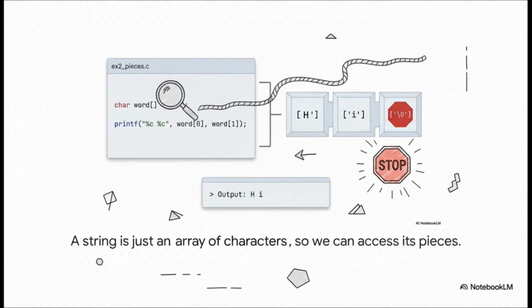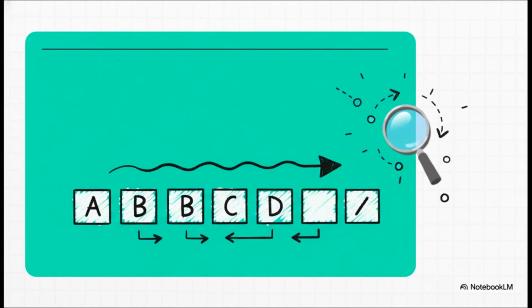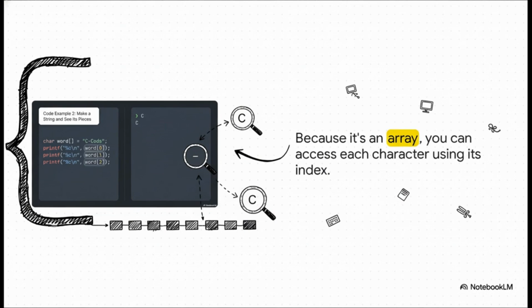And this really hammers home the point that a C string is nothing more than an array of characters. Because it's an array, we can grab any of its individual pieces just by using its index. So word at index 0 gives us the H, and word at index 1 gives us the I. It's just a simple sequence of characters, one after the other, with that all-important stop sign at the end. A string in C isn't some kind of magical, complex thing. Nope. It's really just an array, a list of characters, all stored one after another in memory.